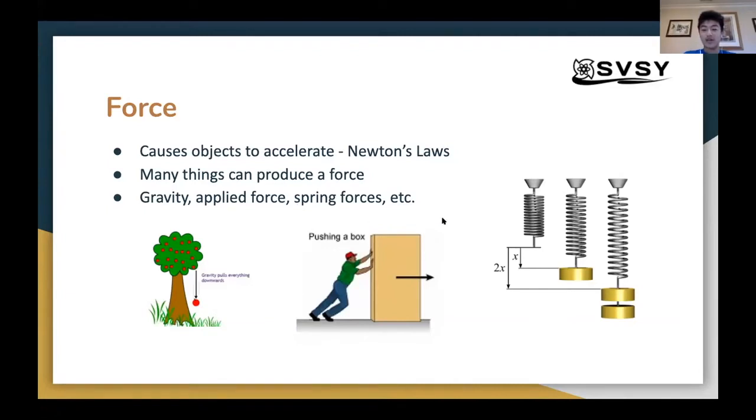And then there are spring forces, which also commonly show up, but we won't really get to today. This is an example of different springs on the right. And when springs stretch, they produce forces. So that's how springs work. So here are just some examples of forces.